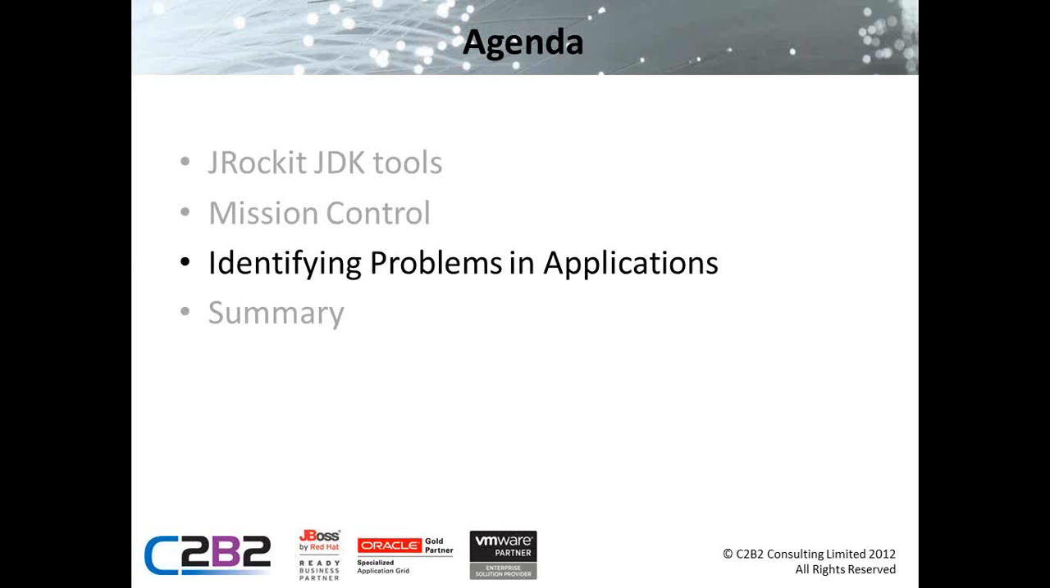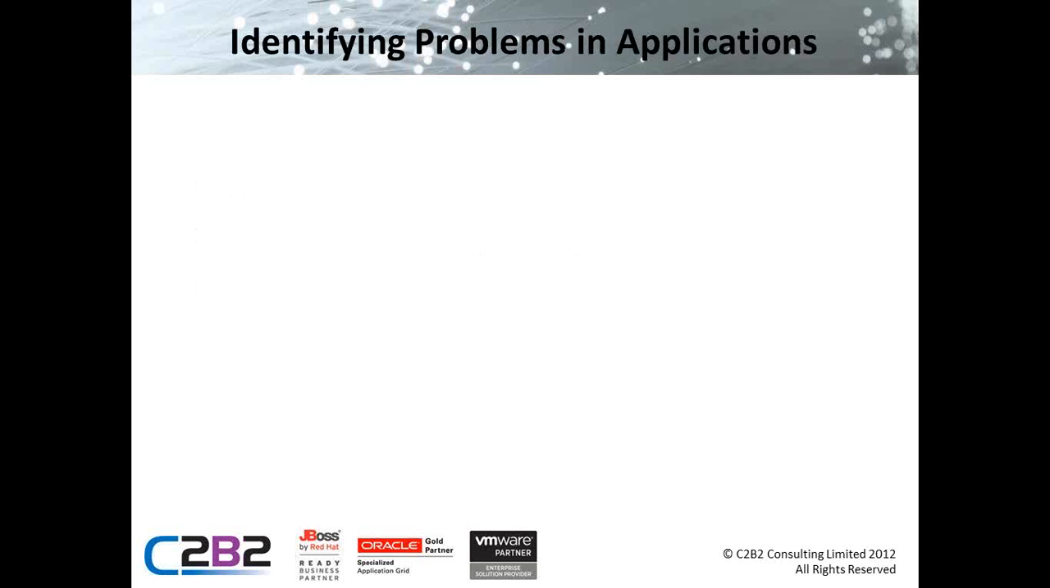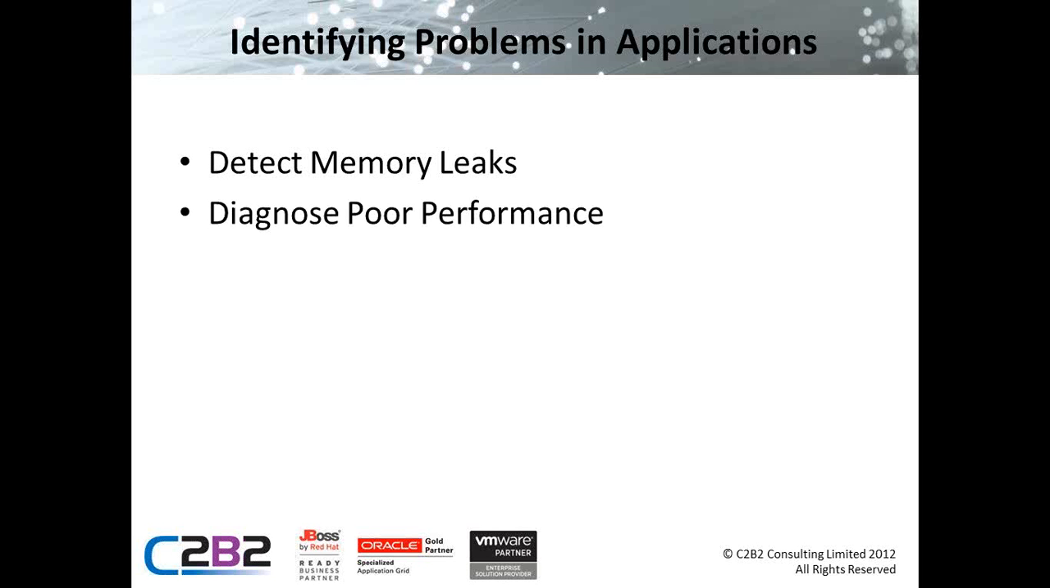So onwards, we'll look at identifying problems in applications, and we're going to be using Flight Recorder for this. Some common problems that you might want to use Flight Recorder to look for is to detect memory leaks. We've already seen the memory leak detector. That's primarily for use with live data, not flight recordings. You can also use Flight Recorder to diagnose poor performance or just identify any hot code, any code that's using up an awful lot of the CPU.